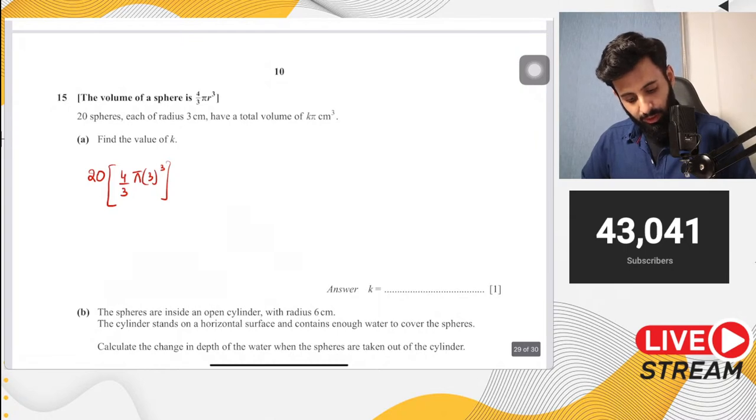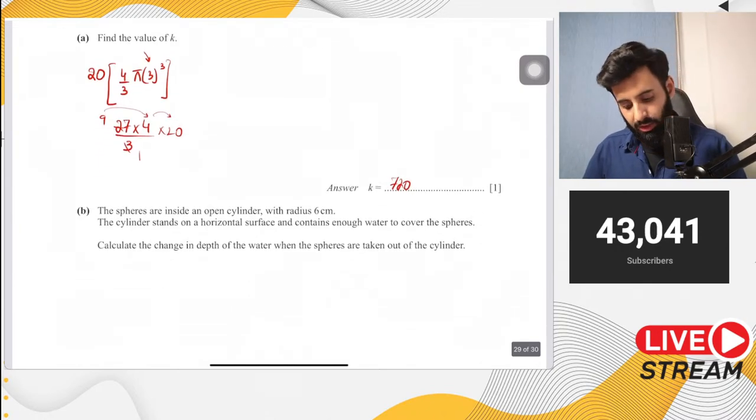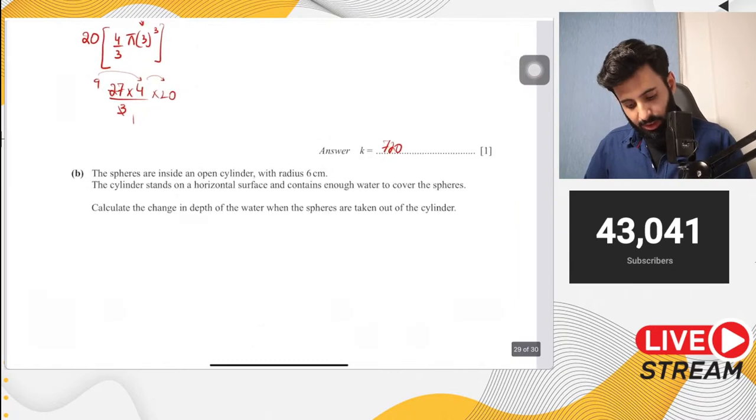So here's what we're looking at. 3 cubed is 27. So 27 into 4 upon 3 into 20. 3 nines are 27, so 9 into 4 is 36, 36 into 2 is 72, so 720. Value of k equals to what? It's equal to 720.